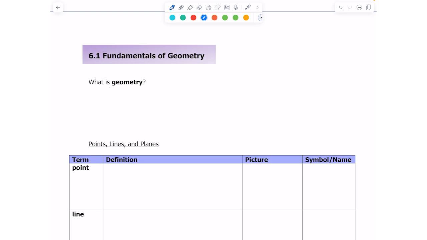So what is geometry? Geometry means earth measure, but it's a branch of math that deals with shapes, angles, dimensions, and sizes of a variety of things that we see in our lives.